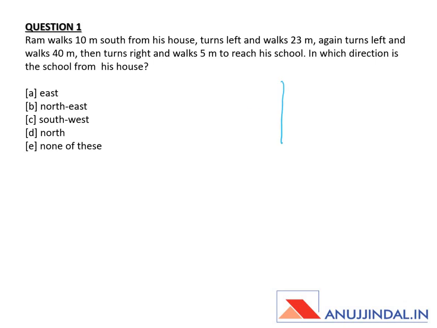So first of all, taking the directions, this is east, this is west, this is north, and this is south. In the question Ram walks from his house 10 meters south. So if you consider this is his house and he walks 10 meters to the south, this is 10 meters. Now he turns to his left. His left at this point will be in the east direction. So he turns and he walks 23 meters, and he reaches this point.